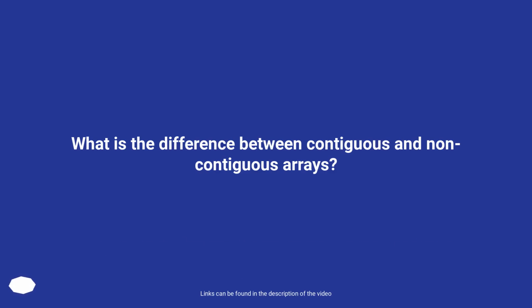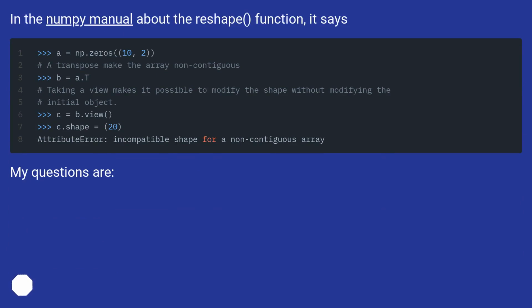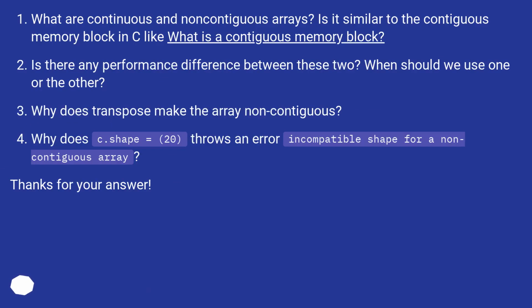What is the difference between contiguous and non-contiguous arrays? In the numpy manual about the reshape function, it says... my questions are: what are contiguous and non-contiguous arrays?